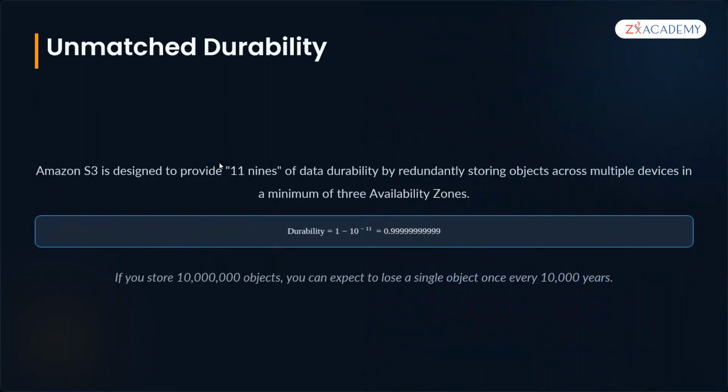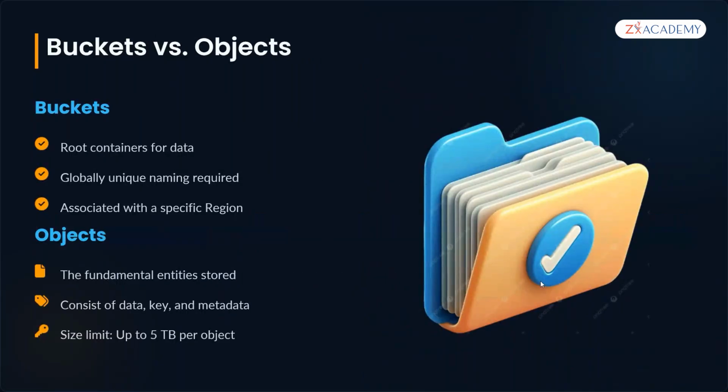So unmatched durability again, 11 nines. So what does 11 nines of durability mean? Here you see, if you store 10 million objects, you can expect to lose a single object once every 10,000 years. It is 10,000 years, not 1,000 years. Huge durability it provides. So your data gets replicated across three or more availability zones. So minimum three.